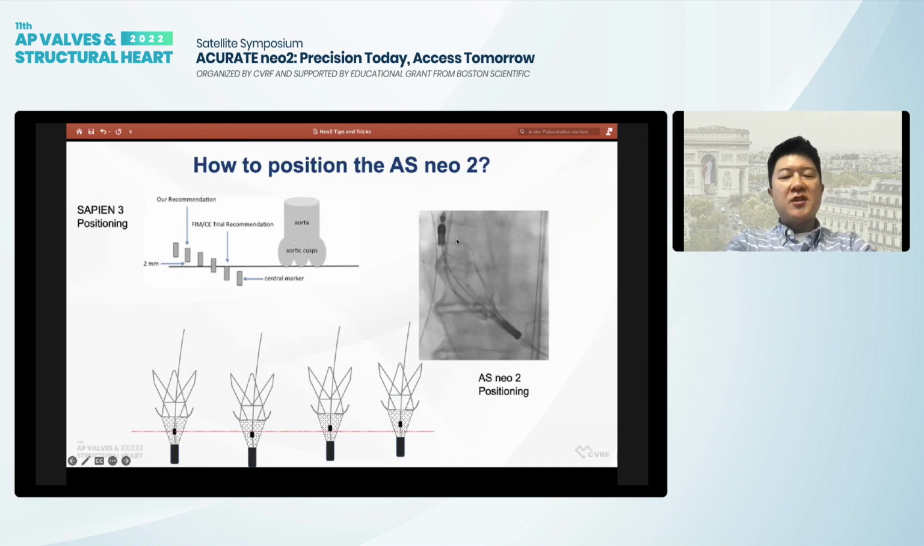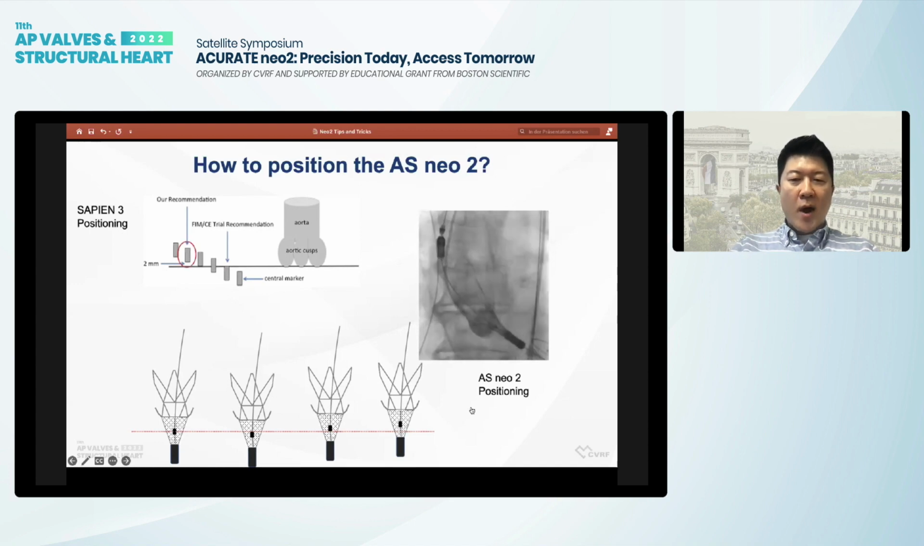So in terms of positioning, if you recall the Sapien positioning, there has been a major change. This was the initial recommendation of how to position the Sapien 3, and now the common positioning is very high. It is here. But for the ACURATE Neo, I would say that you cannot translate this to the ACURATE Neo. So positioning like this would be too high. And I would try to explain to you why this is the case.